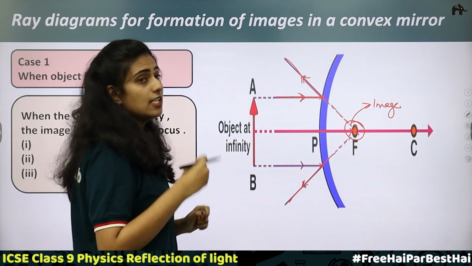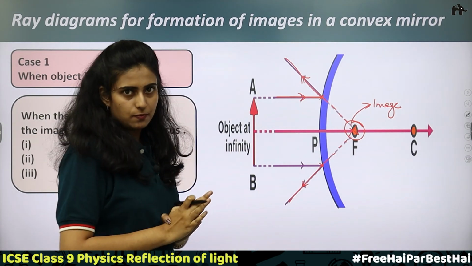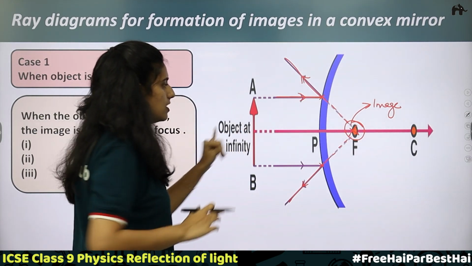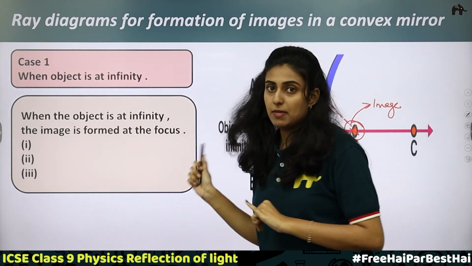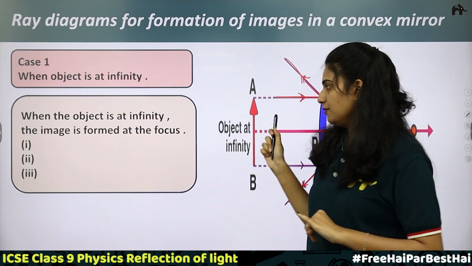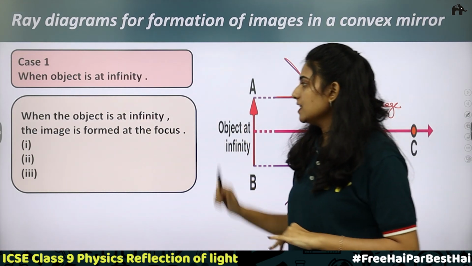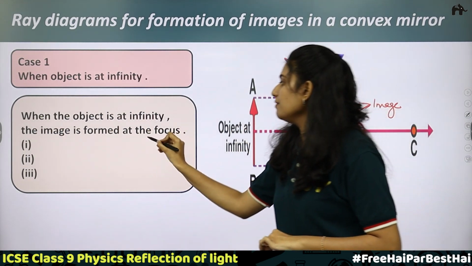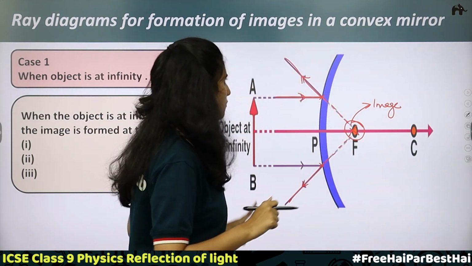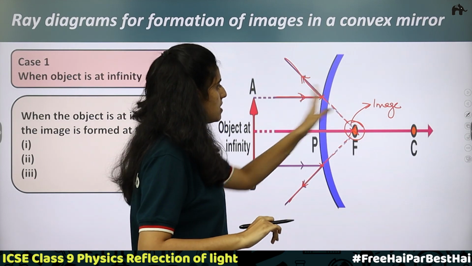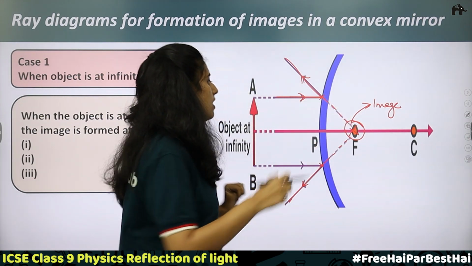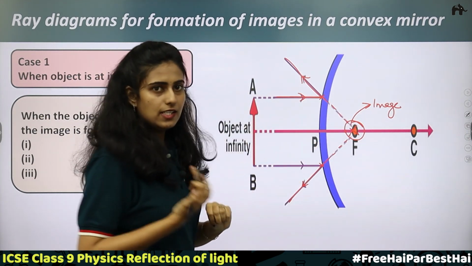Now let us discuss the properties of the image. First, where is the image formed? Image is formed behind the mirror at the focus. So when the object is at infinity, the image is formed at the focus. We know that in the case of a convex mirror, the focus and center of curvature will be behind the mirror.